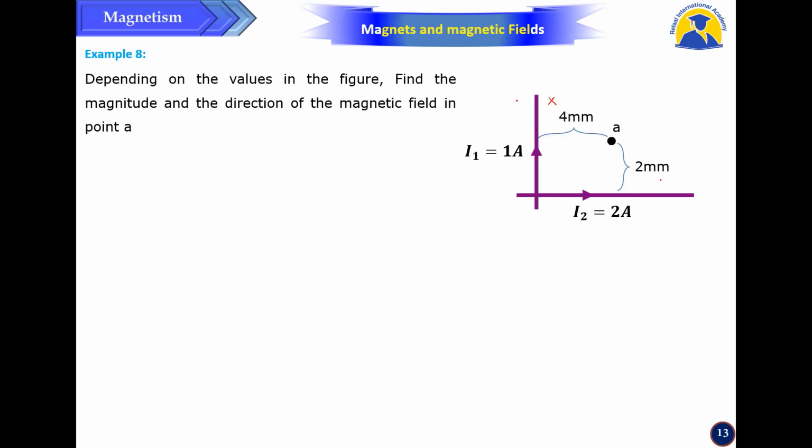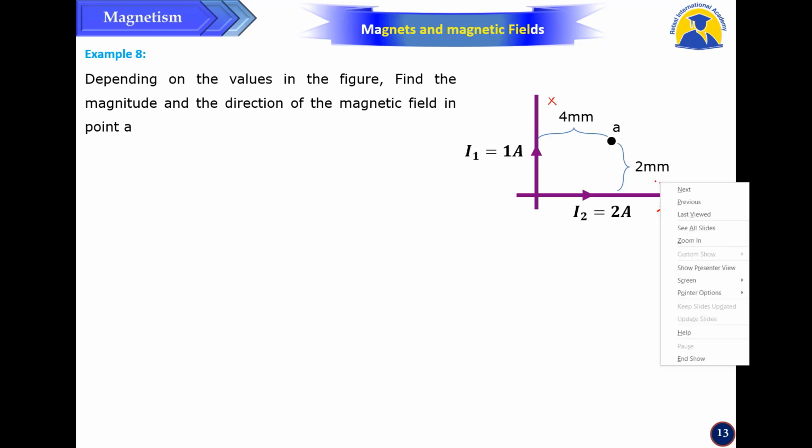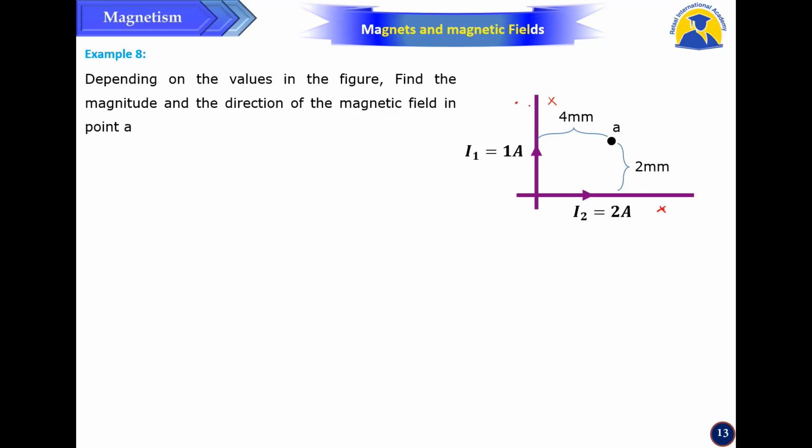For the second current, right side is down here is X, up is dot. Because as we mentioned before, the direction of magnetic field is moving like this. Also here is moving like this. So this will be dot here, X. Now, in point A, the magnetic field from wire 1 will be X. From wire 2, it will be dot.